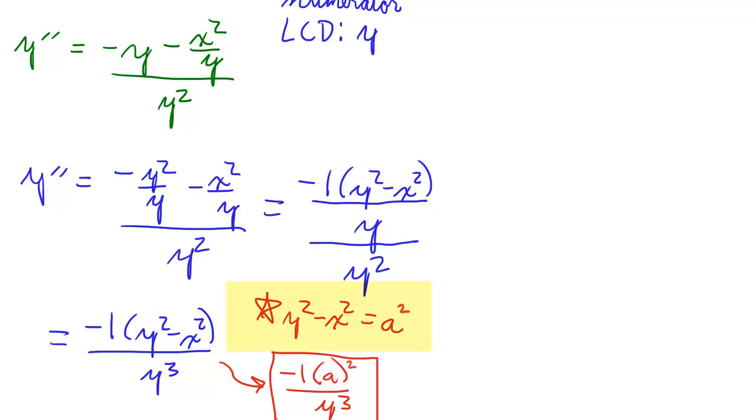This is why you want to remember your mad algebra skills from the past. Y squared minus x squared is a squared, established in the beginning of the problem. So this is going to simplify to negative 1 times a squared over y cubed.